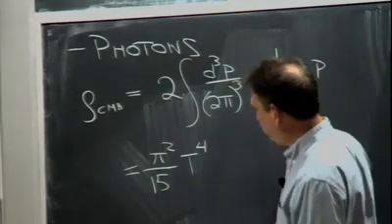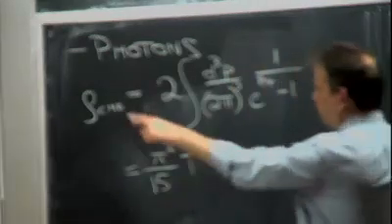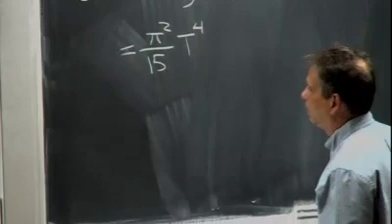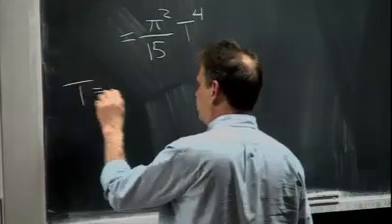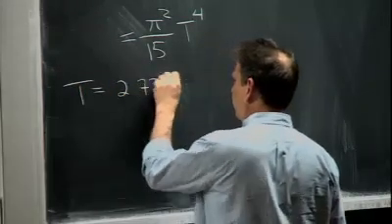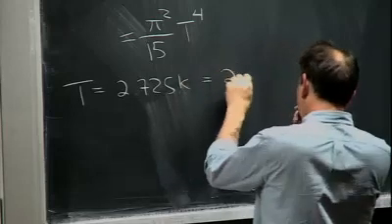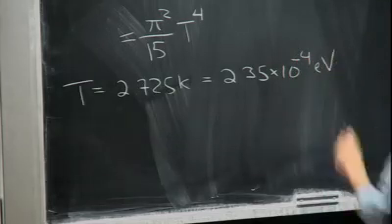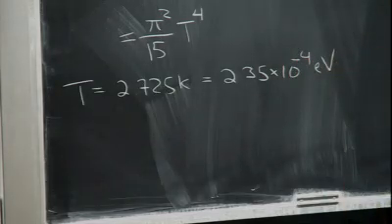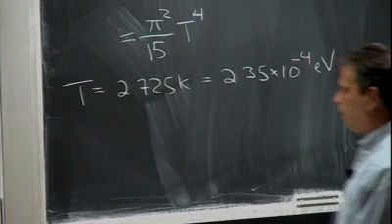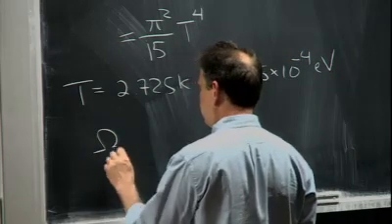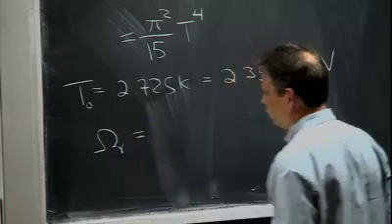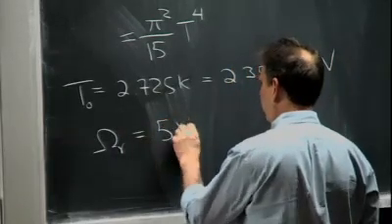So you should show this. And you should also then take this number here and know that the temperature today is 2.725 Kelvin, which is equal to 2.35 times 10 to the minus 4 electron volts. So you know what that is. You can compute the energy density of the CMB, and you should be able to show that the value today of photons in units of the critical density is very small. It's 5 times 10 to the minus 5.